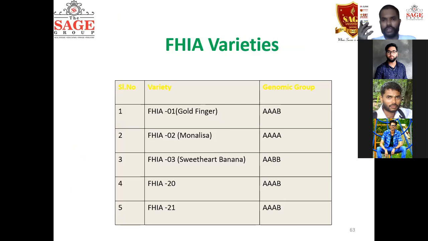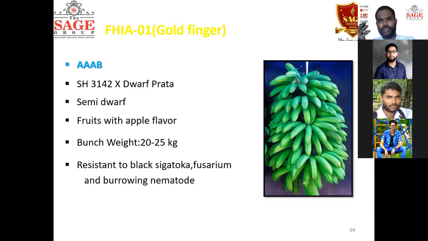So this is FHIA, it is at Honduras. Different varieties you have, like Goldfinger, which you have seen with their genomic groups also given here. You need to remember for each genomic group one example. So you can remember at least one among these for each group. We need not go very deep into the characters, they are just written here. Here also for Goldfinger some characters are given.